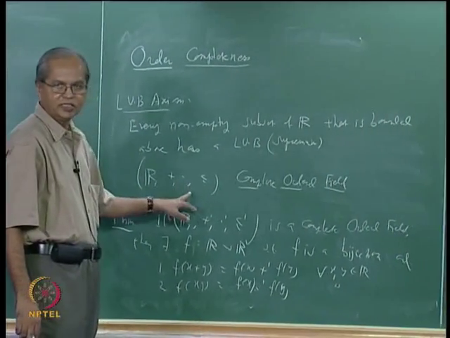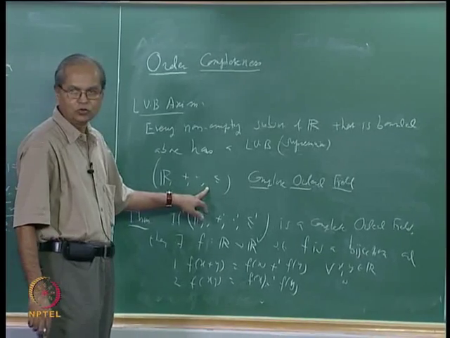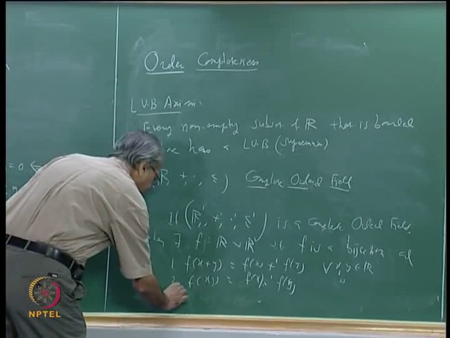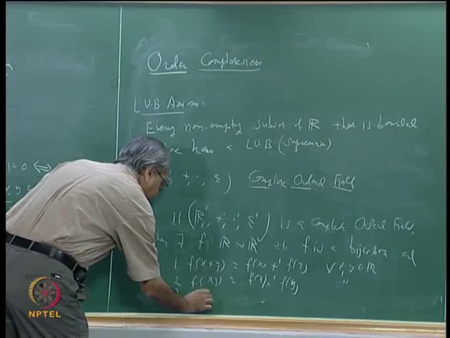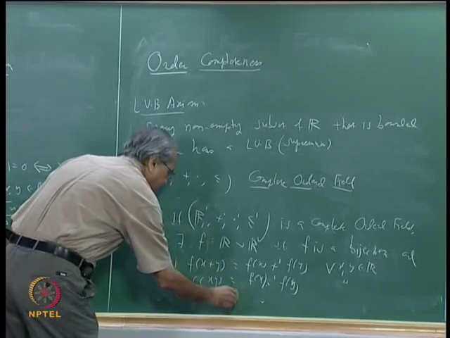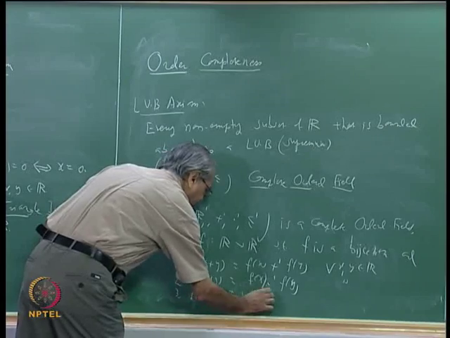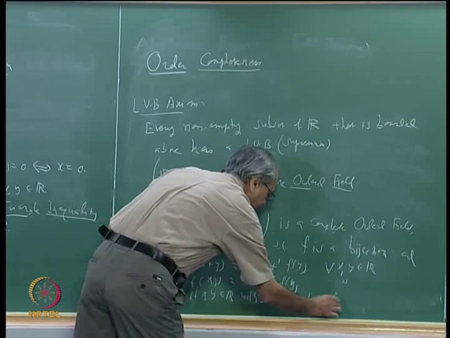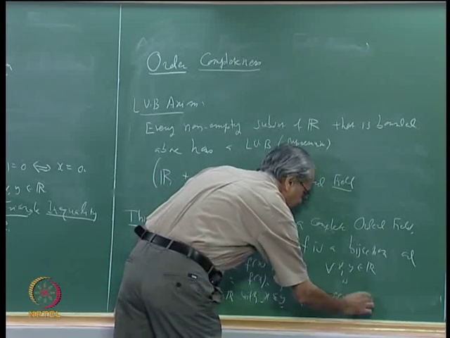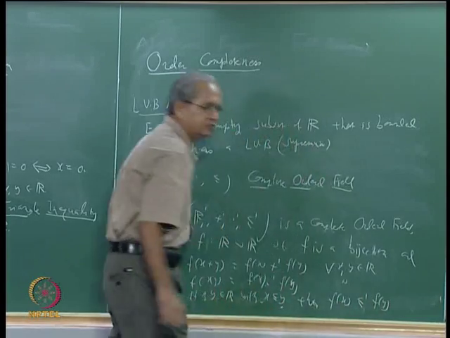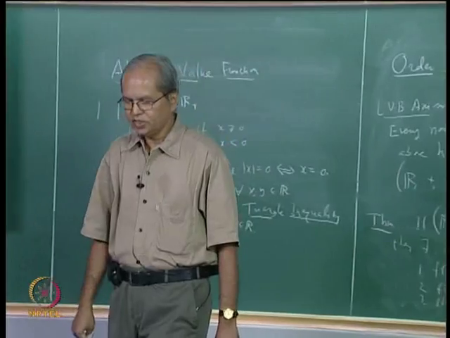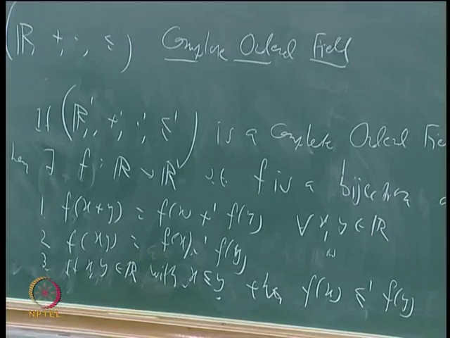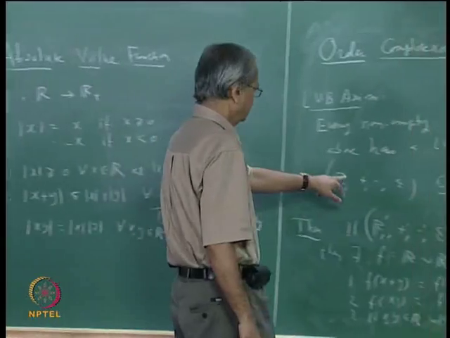That is, if you take two elements x and y, and if x is less than or equal to y, then f of x is less than or equal to prime f of y, okay. So the third property is this: if x, y belong to R with x less than or equal to y, then f of x is less than or equal to prime f of y. That means addition is preserved, multiplication is preserved, and the order is also preserved, and it is a bijection. That means as such there is no difference between this and this.